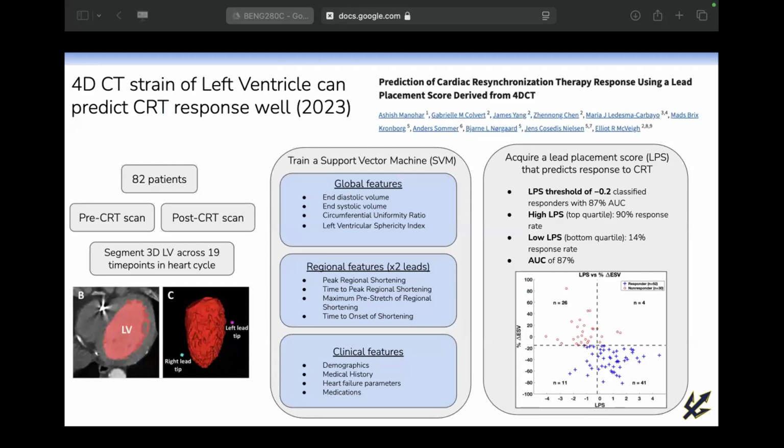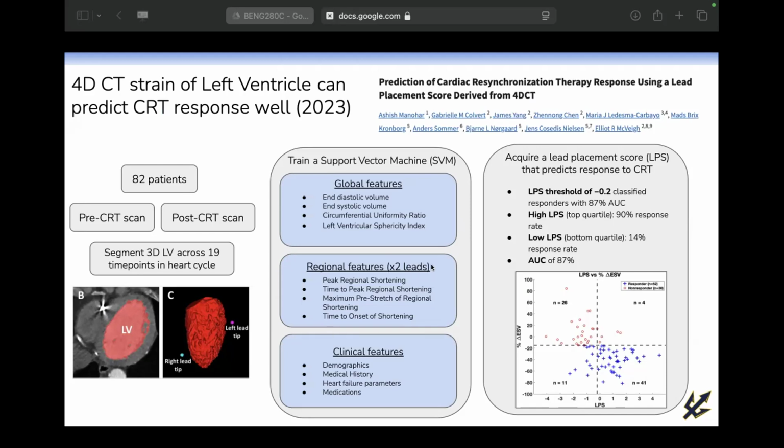So this is a slide I presented last time, going through the study of Ashish and Dr. McVeigh back in 2023. To summarize just real quick, 82 patients were retrospectively analyzed. They received the 4D-CT scans before and 6 months after CRT. The team had manually segmented the left ventricle across all the time points for each of the patients, and using this mask, they could then calculate the global and regional strain metrics and append them to each patient's clinical features.